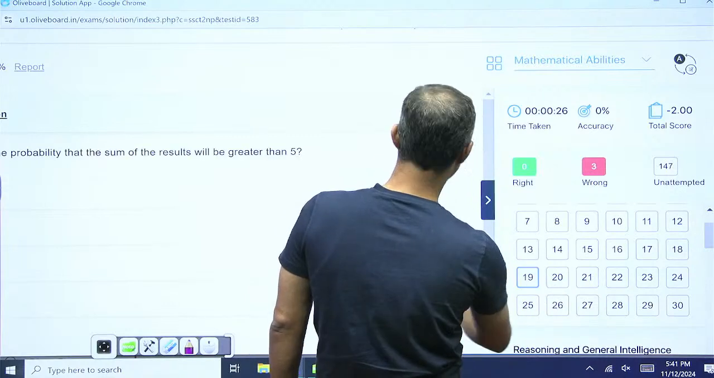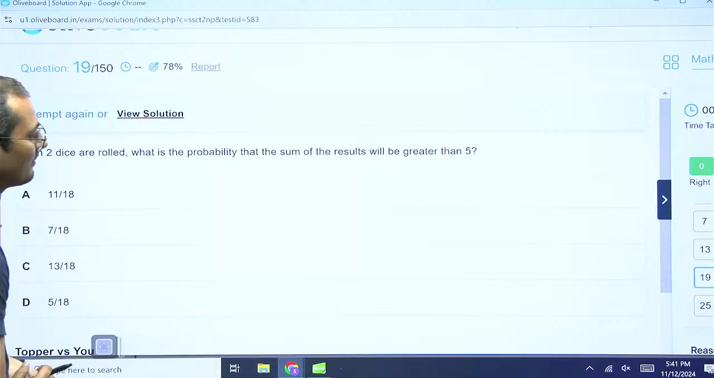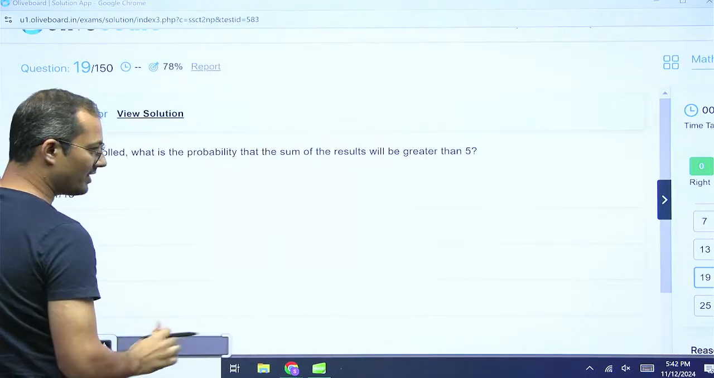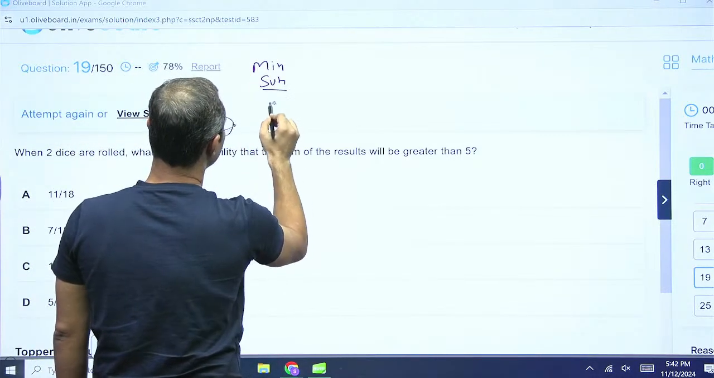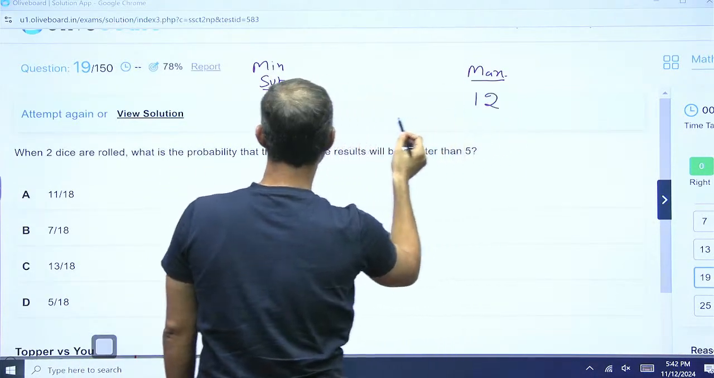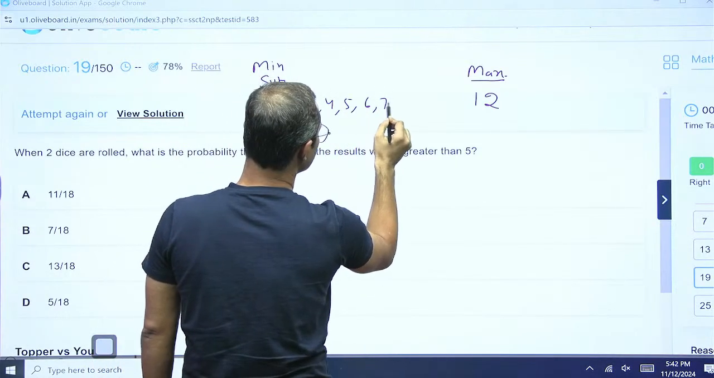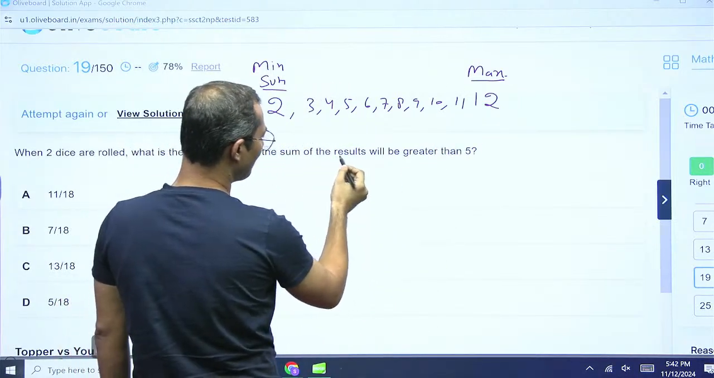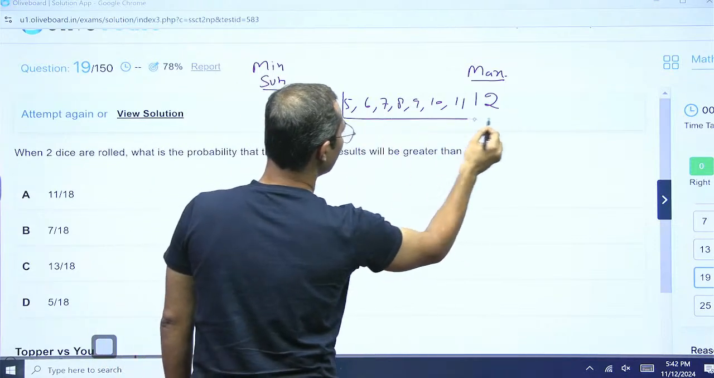Yes. Tell me what is the answer for this. See, when two dice are rolled, what is the probability that the sum of the result will be greater than 5? See, when we are rolling two dice, so the minimum sum is how much? Minimum sum is 2, right? And maximum sum is 12, right? And we know that sum can be 2, 3, 4, 5, 6, 7, 8, 9, 10, 11, right? Now the question is, the sum of the result will be greater than 5.